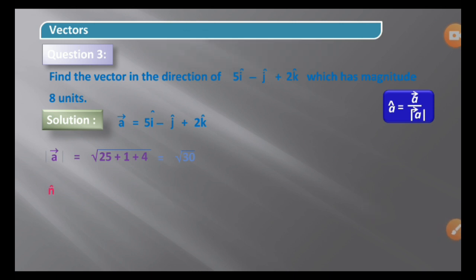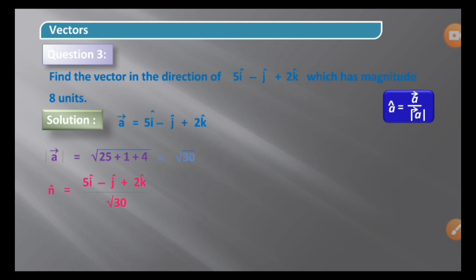Now, the unit vector in the direction of the vector A can also be taken as n cap equal to vector A divided by magnitude of vector A. So here we will have, the vector A is 5i minus j plus 2k divided by square root of 30.